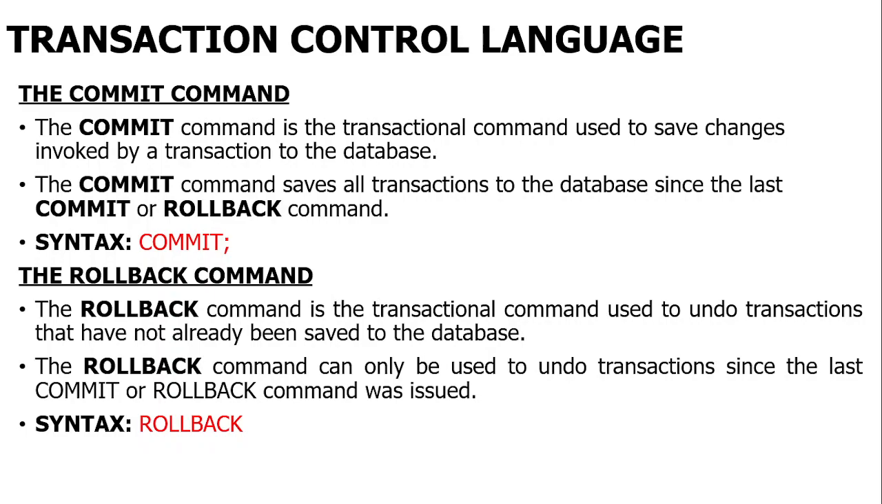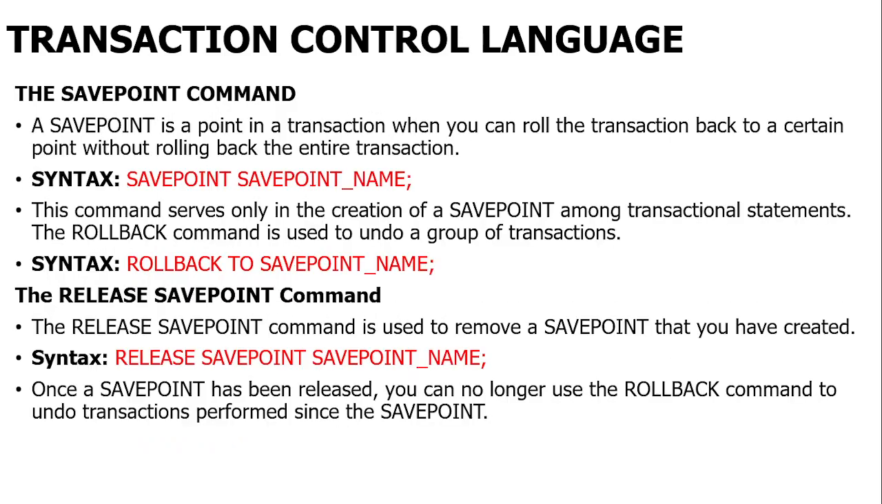The commit command is a transactional command used to save changes invoked by a transaction to the database. The commit command saves all transactions to the database since the last commit or rollback command. Syntax is commit. The rollback command is a transactional command used to undo transactions that have not already been saved to the database. The rollback command can only be used to undo transactions since the last commit or rollback command was issued. The syntax is rollback.